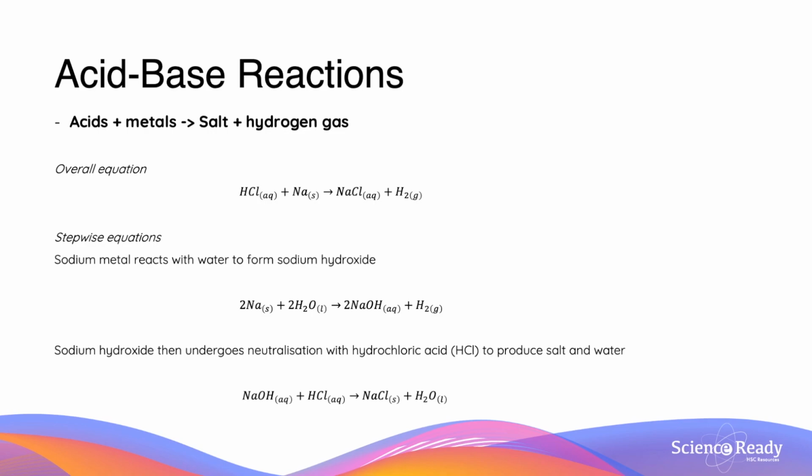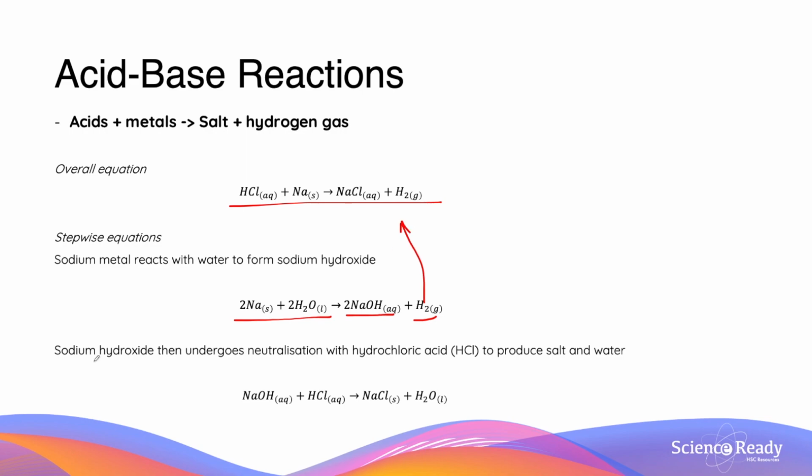Now, we can talk about stepwise equations. This is what really is going on. What are the step-by-step equations which occur, which help us end up with this reaction over here? So there are actually reactions in between this, which we will talk about now. So what happens at the start is actually sodium metal is going to react with water. So that sodium metal reacts with water and it forms sodium hydroxide and hydrogen gas. So hydrogen gas is going to be this one over here, okay?